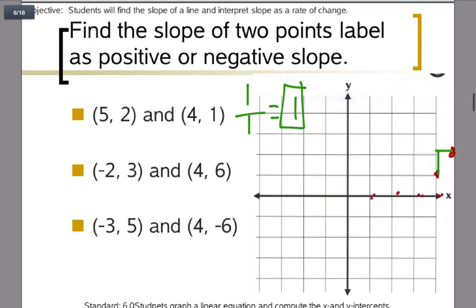Between negative 2, 3 and 4, 6, so negative 2 up 3. That's the first point there. We'll call this B. So I'll put B right there. And 4, 6. 1, 2, 3, 4. 1, 2, 3, 4, 5, 6. We'll call that C. And so I need to count the rise.